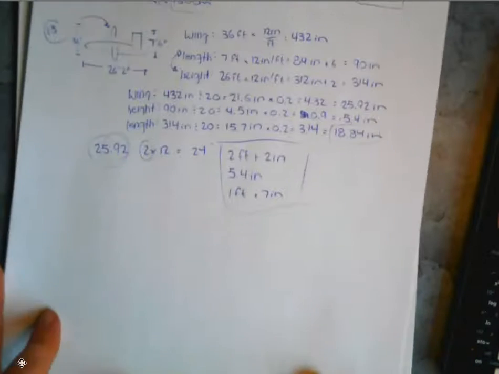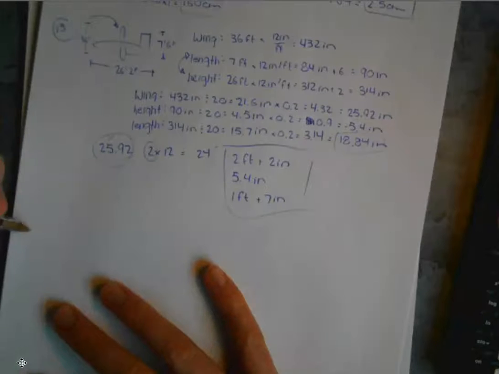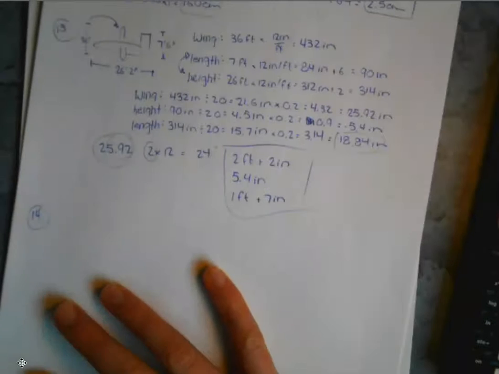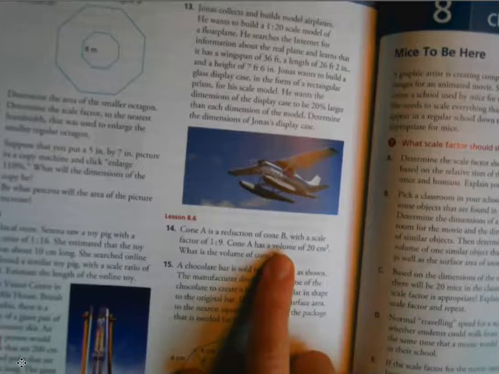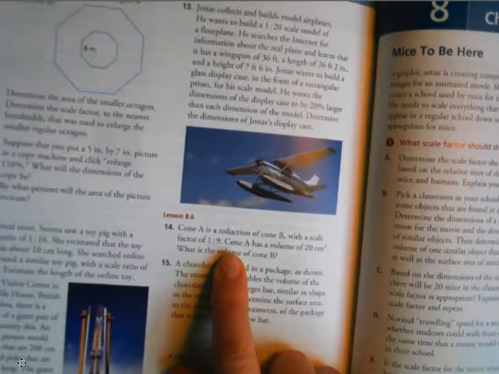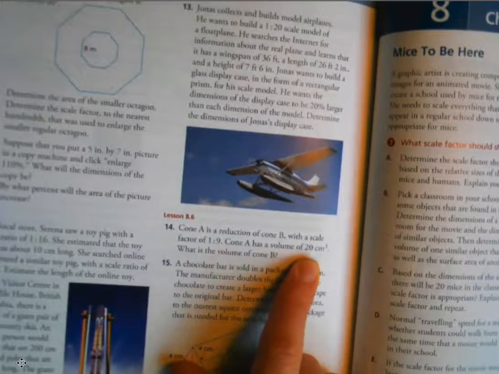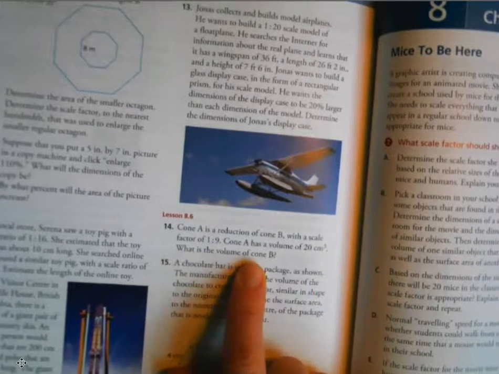Okay. Let's try number 14. Just 2 more to go here really quickly. So with number 14, we have cone A is a reduction of cone B with a scale factor of 1 to 9. Cone A has a volume of 20 centimeters cubed. What is the volume of cone B?